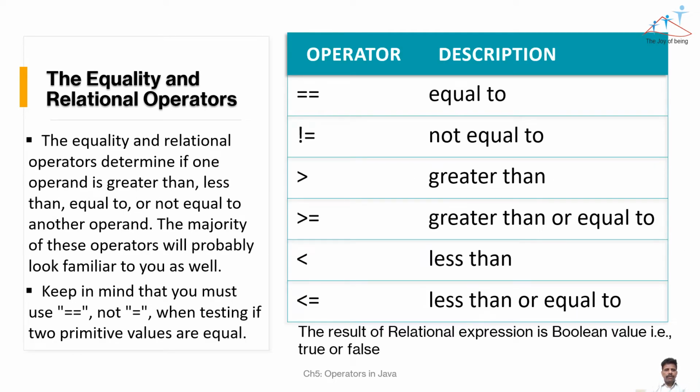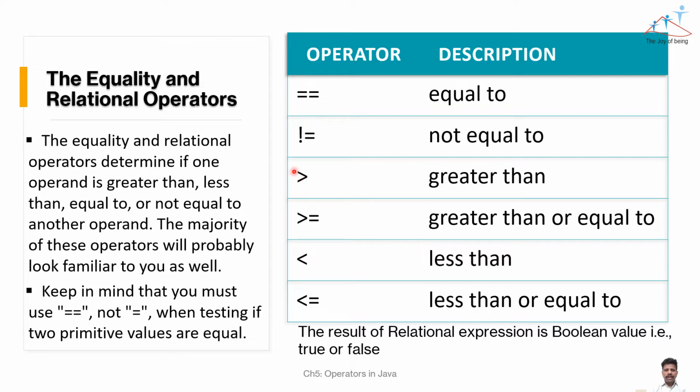Children, now we will see the equality and relational operators. These operators are used for comparing two values. There are 6 relational operators in Java, namely the equal to operator, which is used for comparing for equality. Then not equal to. Two symbols are there here, exclamation mark and equal to. It is the not equal to operator.